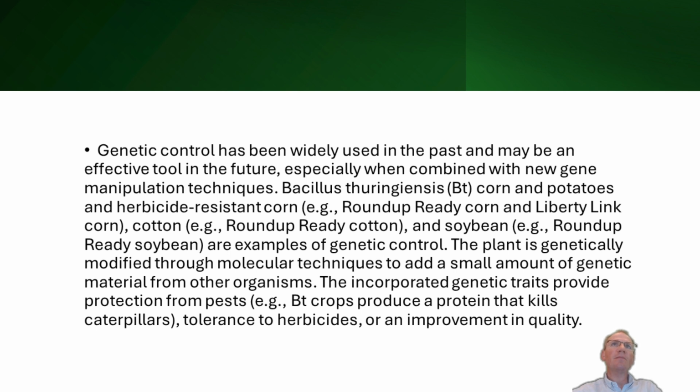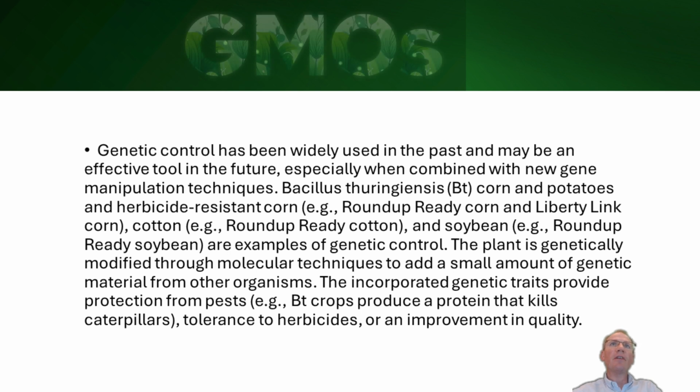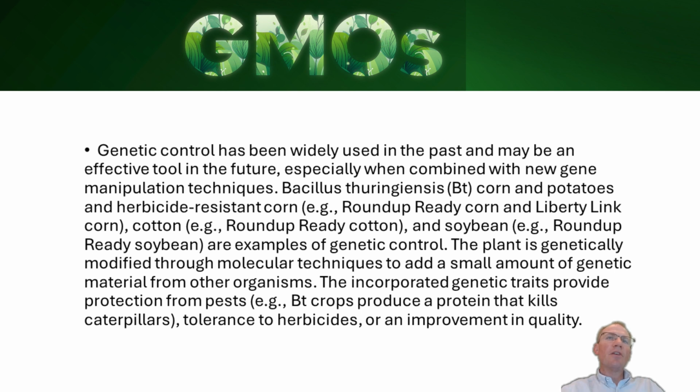Bacillus thuringiensis (Bt) corn and potatoes, and herbicide-resistant corn, e.g. Roundup Ready corn and Liberty Link corn, cotton, e.g. Roundup Ready cotton, and soybean, e.g. Roundup Ready soybean, are examples of genetic control. The plant is genetically modified through molecular techniques to add a small amount of genetic material from other organisms. The incorporated genetic traits provide protection from pests, e.g. Bt crops produce a protein that kills caterpillars, tolerance to herbicides, or an improvement in quality.